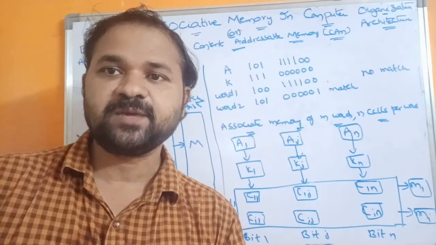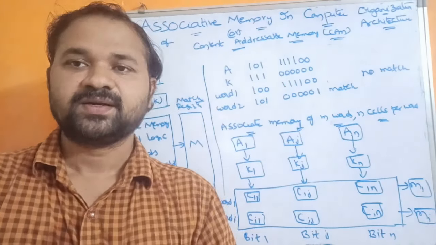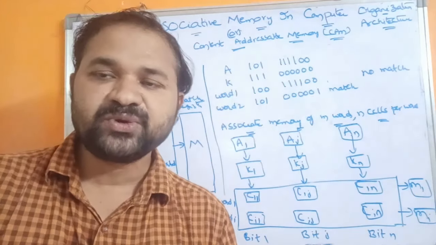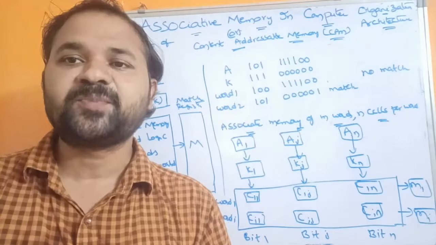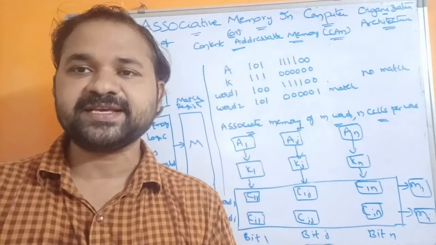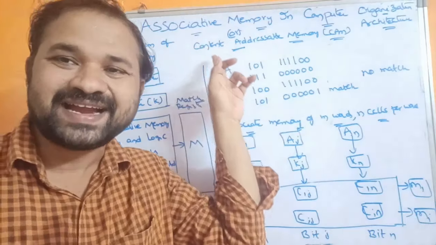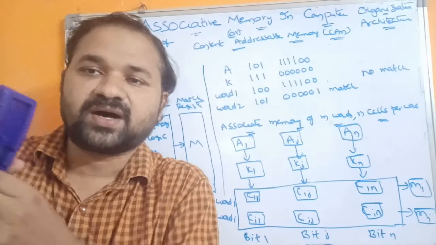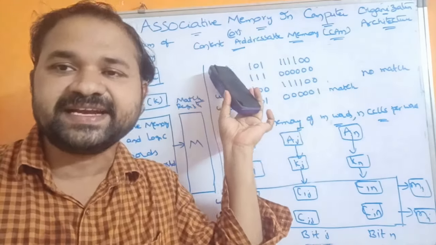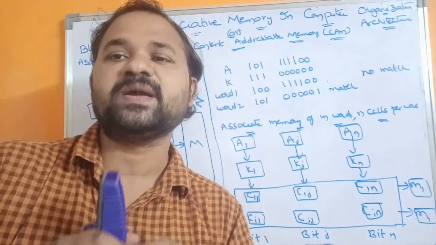Generally, we know that the CPU executes a program based upon address. We know that a program means a collection of instructions. So the CPU executes the instructions based upon the addresses. Whereas in associative memory, the CPU executes the instruction based upon the content. So instead of address, the CPU executes the instructions based upon the content. That's why we call this memory content addressable memory.